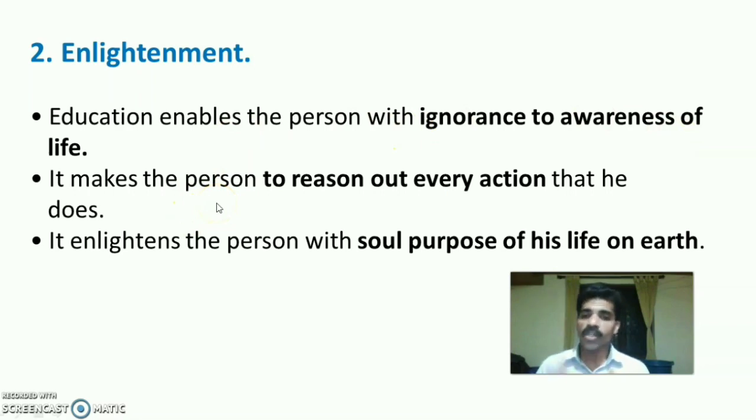Education also makes the person reason out every action which he performs during life. It helps the person identify the reason for his activities, the actions he does during his life. Then education enlightens the person with the sole purpose of his life on earth. Thus a person could achieve the sole purpose of his life on earth through education. So this is the second general purpose, that is enlightenment.